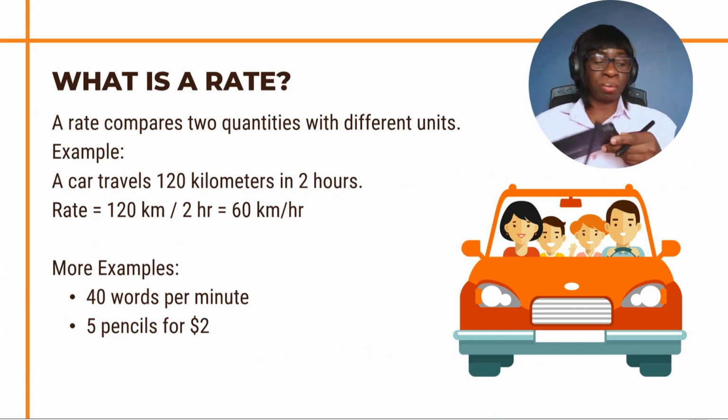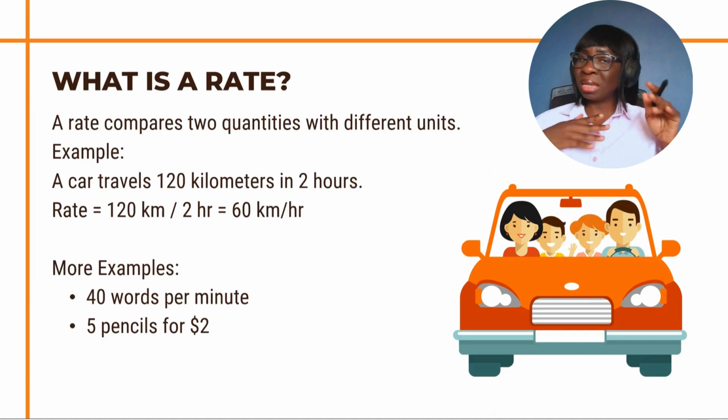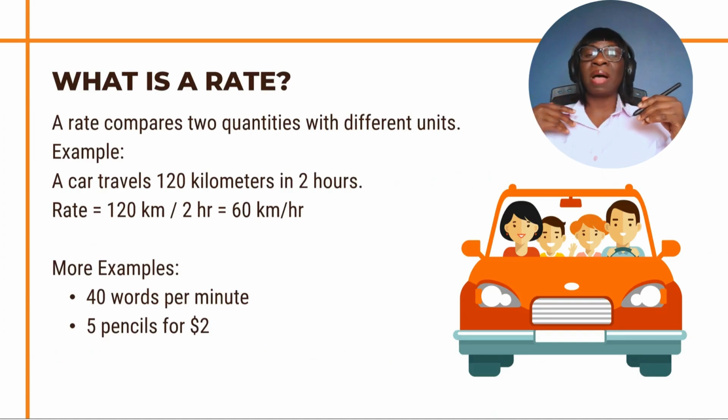You know that when we talk about ratio, we said ratio compares two quantities. But when it comes to rate, rate compares two quantities with different units. For example, we say a car travels 120 kilometers in 2 hours. You can see that kilometer is one quantity, hours is another quantity. So when you say the car travels 120 kilometers per hour, that is rate. We are talking about rate here. So rate compares two quantities with different units, while ratio compares two quantities with the same unit.